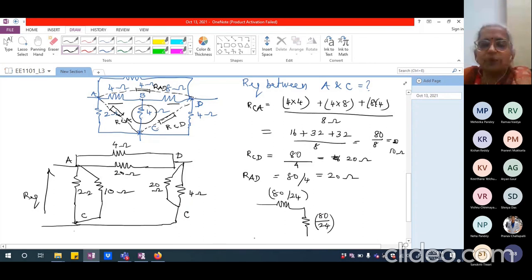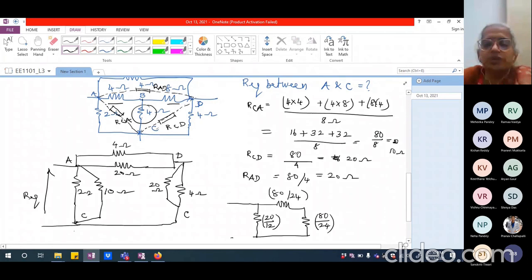Now these two put together, and I am going to have one resistance here, which is 10 multiplied by 2 divided by 10 plus 2. So this is 20 divided by 12. That is going to be the ohms here.